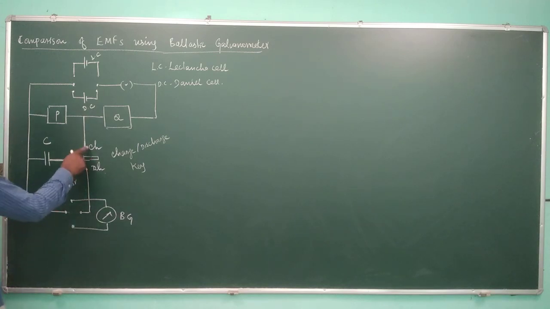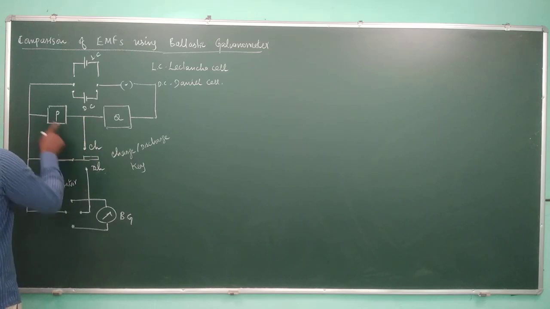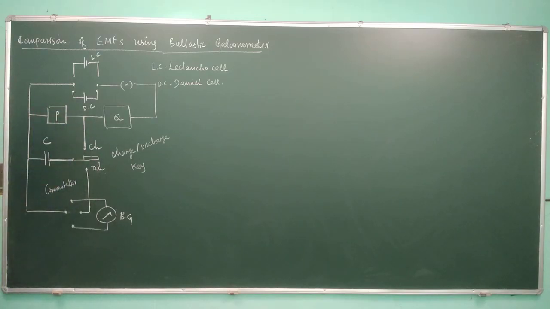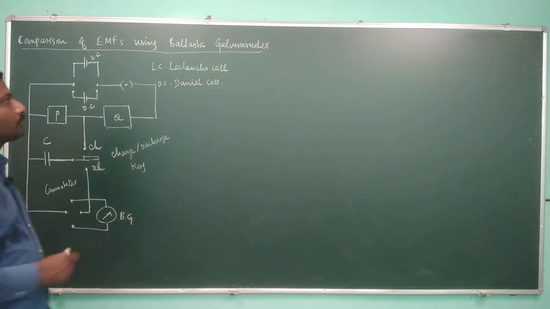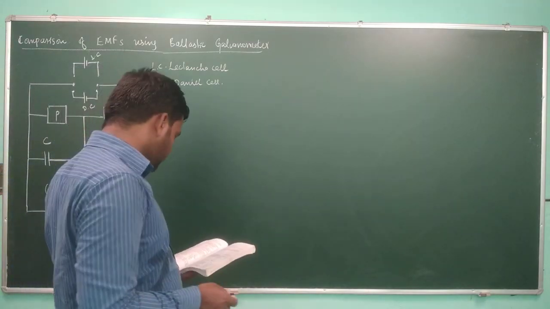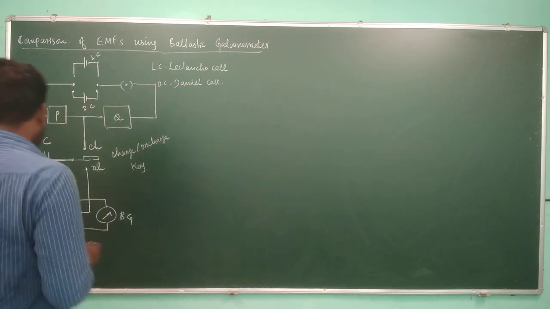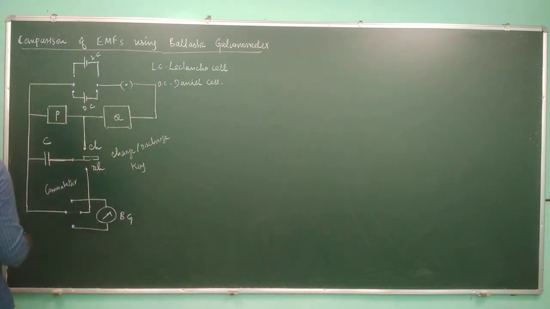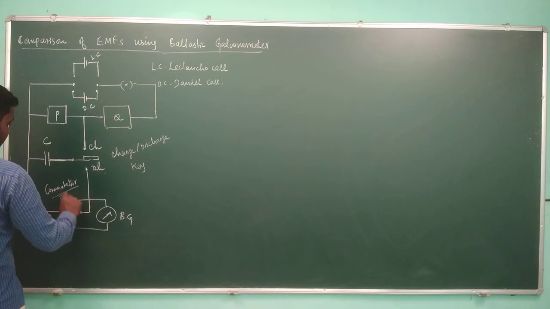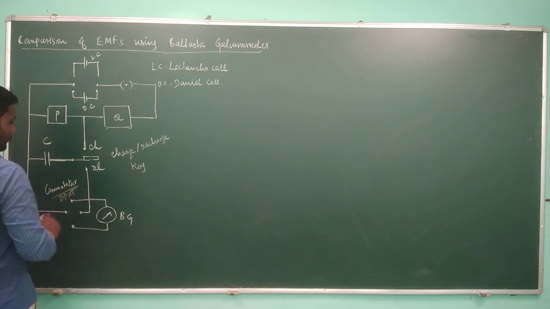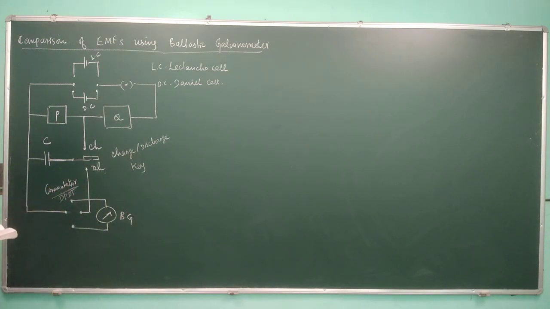When you press this key to here, this makes the capacitor charge using the potential difference accumulated across the resistance box P, and if you press this to discharge, then the charged capacitor allows its charge to flow through the ballistic galvanometer, whereby we can measure the maximum throw on either side. Fine. This is called a commutator, or you can also say DPDT switch, double pole double throw switch.